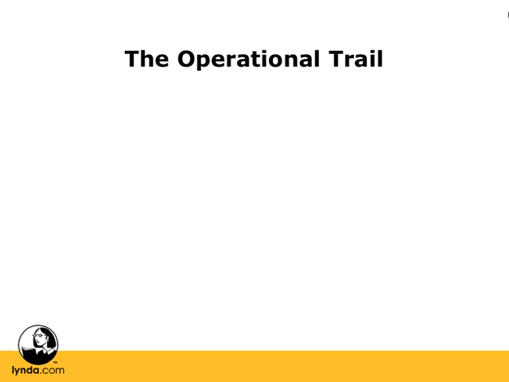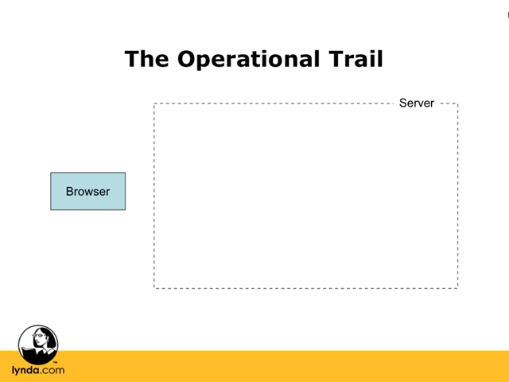Even though we've talked about it a few times already, in this movie, I want to take a closer look at the operational trail. That is, what happens when you actually ask for a URL in your browser before you get HTML returned back to you. So we have our browser, and we have our server. And that's our web server that we've set up, Apache in this case. And our web browser will make a request to the server to find a page.